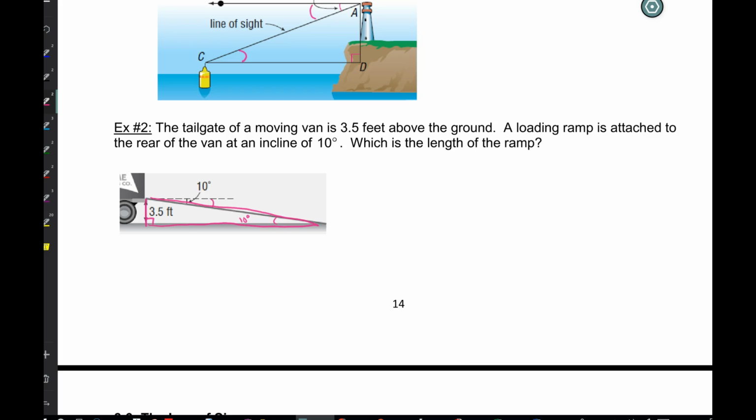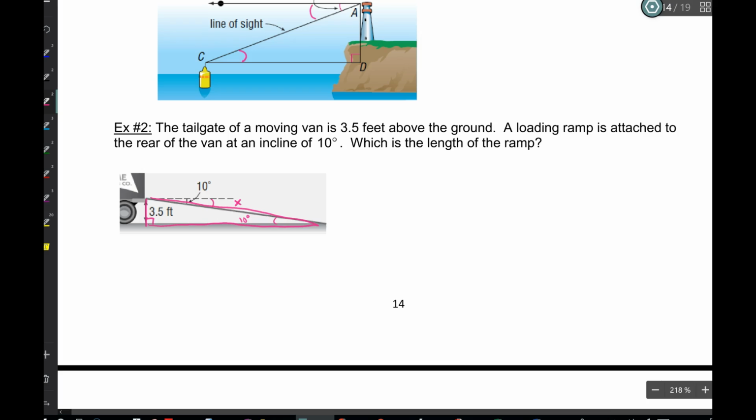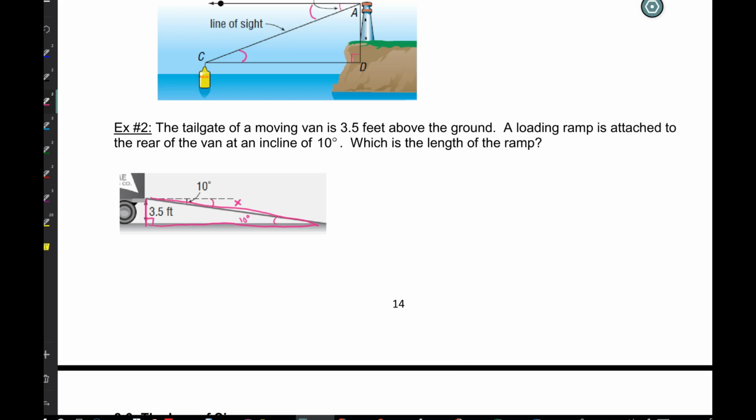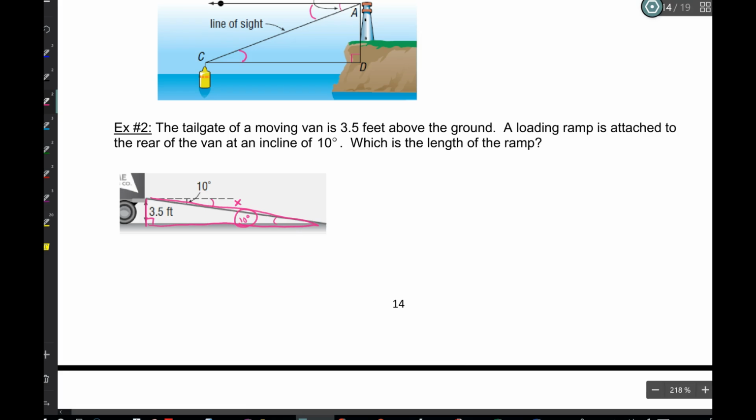So what am I looking for? Am I looking for this or this? I'm looking for the ramp, which is the hypotenuse, right? So I'm going to label this as X. And now we go back to SOHCAHTOA. Which one do we want to use, sine, cosine, or tangent? Well, in relation to that angle, we have opposite is 3.5, and the hypotenuse is what we're looking for. So it's got to be the first one.